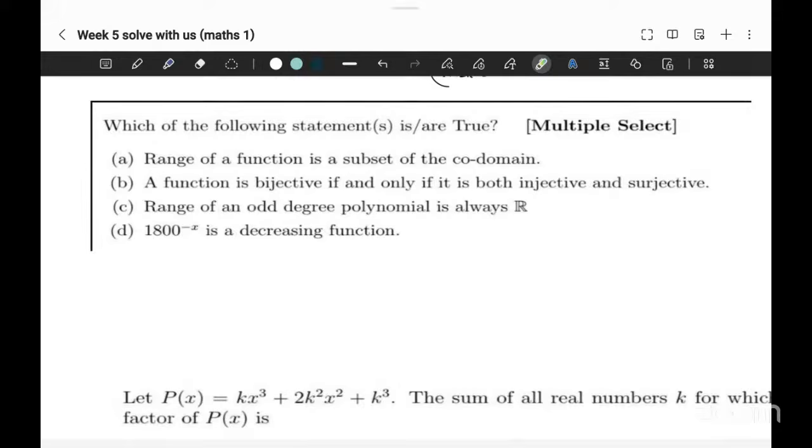I'm not sure about D, ma'am. Okay. I think D is also correct. Okay.